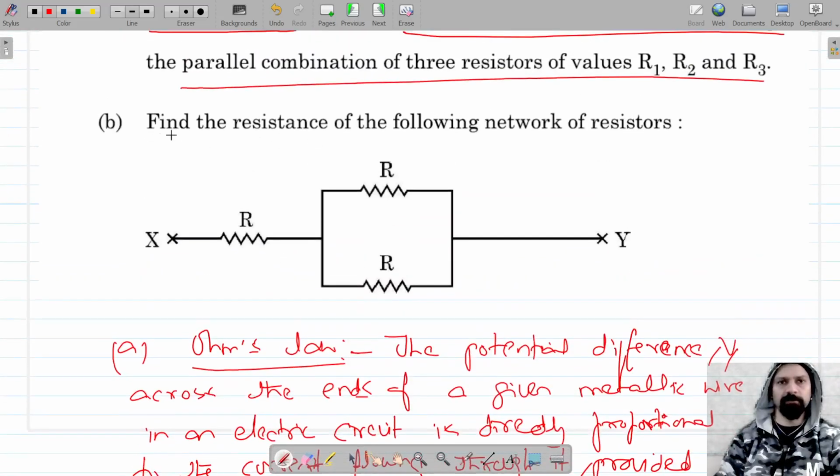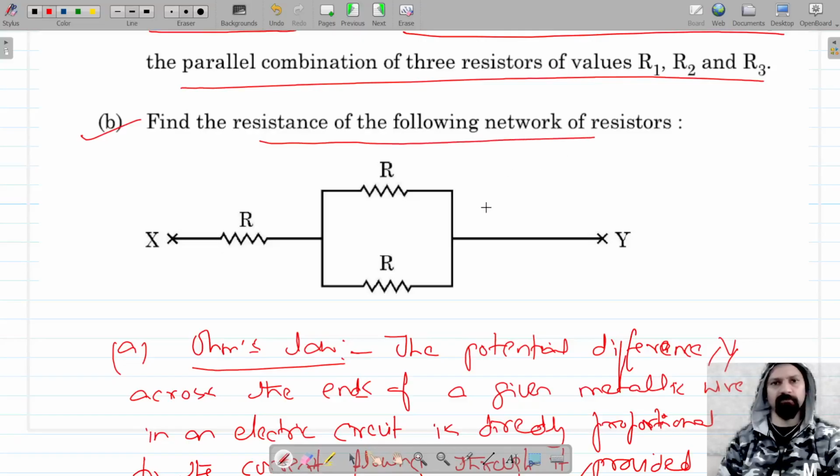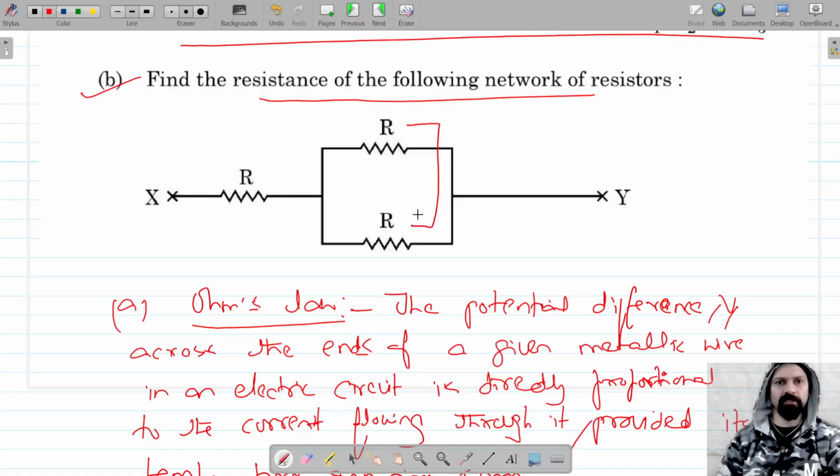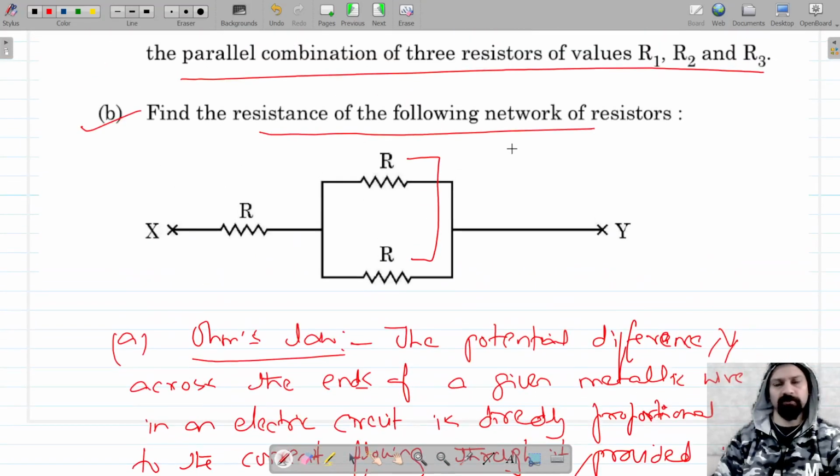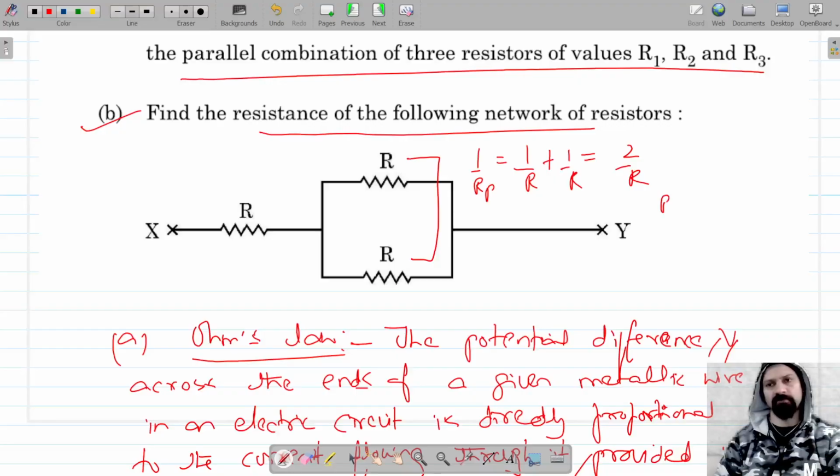Okay, now for part B, we have to find the resistance of the following network of resistors. So these two are connected in parallel. The resistance for these two will be R1 plus R2. So resistance in parallel will be 1 by R plus 1 by R, so this is 2 by R. That means the resistance in parallel is now R by 2.